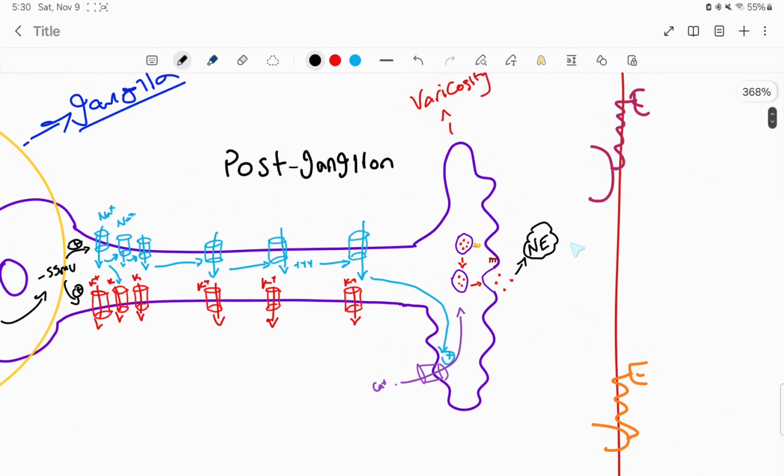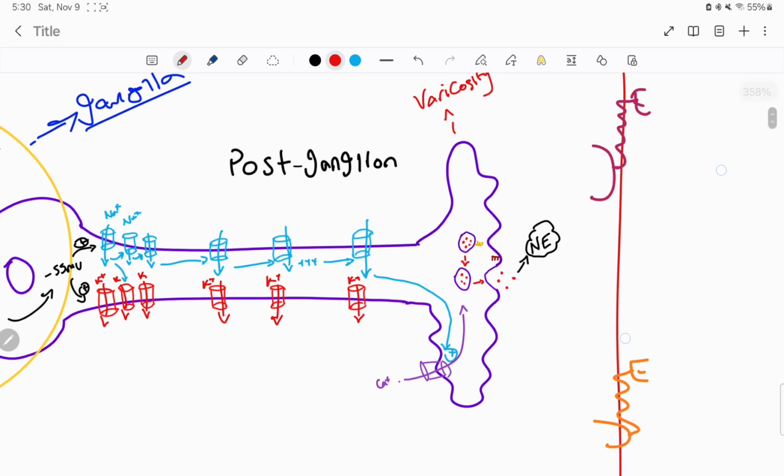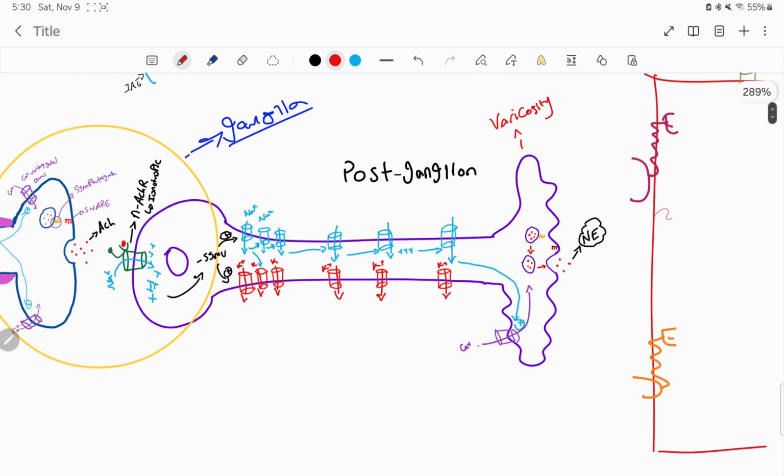So norepinephrine gets released here, right? This is a special neurotransmitter. What is it going to bind to here? There are two receptors here, okay? And they have a special shape. We call this a serpentine receptor, or a 7-pass receptor, because it actually passes through the membrane 7 times, okay? So it goes 1, 2, 3, 4, 5, 6, 7, okay?